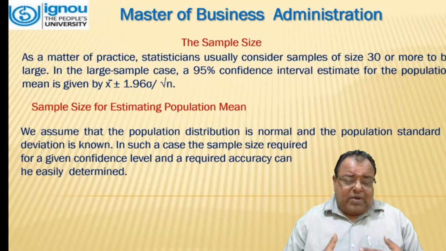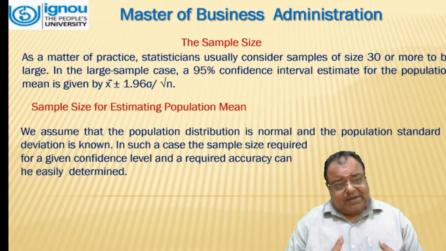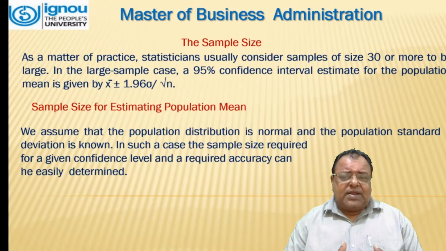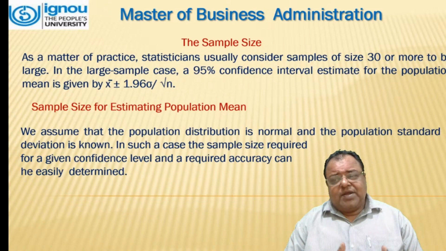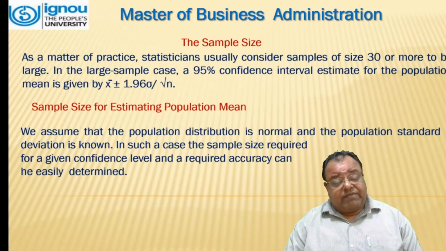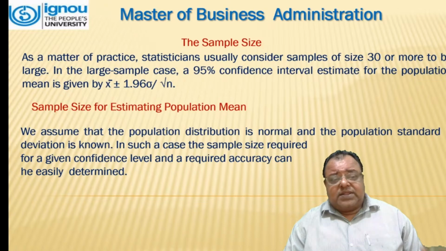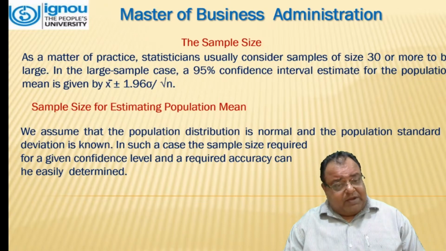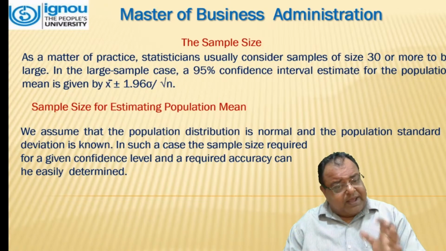Now, how to calculate the sample size? As a matter of practice, statisticians usually consider samples of size 30 or more to be large. In the popular large sample case, the 95% confidence interval estimate for the population mean is given by x bar plus or minus 1.96 sigma upon root n.